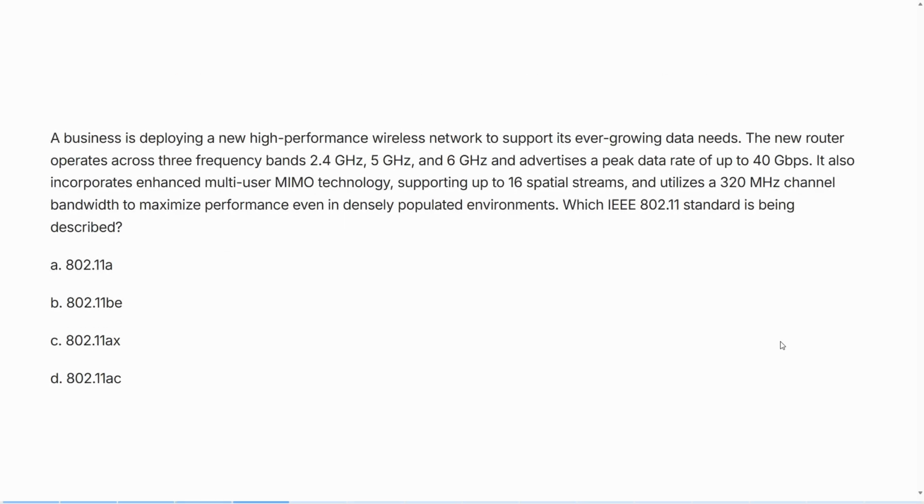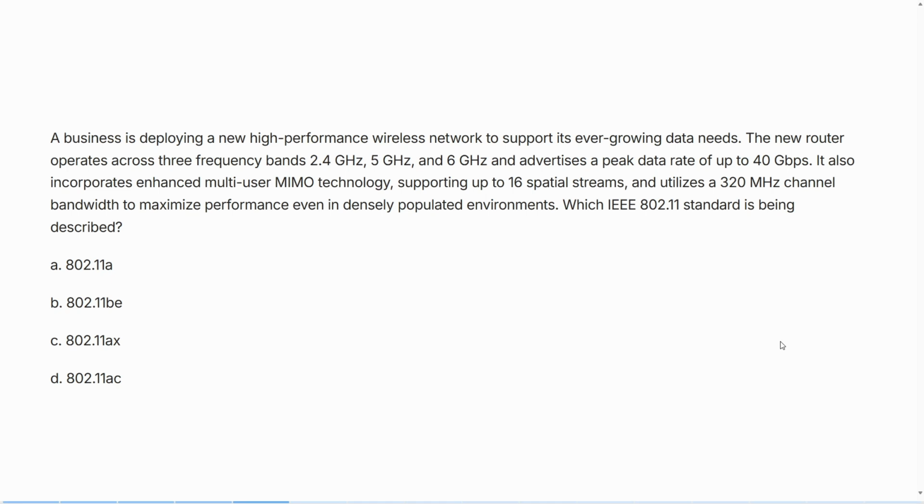The next question from exam objective 2 reads, a business is deploying a new high-performance wireless network to support its ever-growing data needs. The new router operates across 3 frequency bands, 2.4 GHz, 5 GHz, and 6 GHz, and advertises a peak data rate of about 40 gigabits per second. It also incorporates enhanced multi-user MIMO technology, supporting up to 16 spatial streams, and utilizes a 320 MHz channel bandwidth to maximize performance even in densely populated environments. Which IEEE 802.11 standard is being described? Is it A, 802.11a, B, 802.11be, C, 802.11ax, or D, 802.11ac?